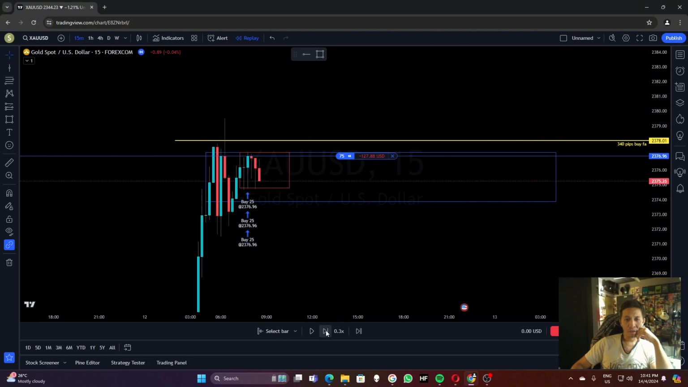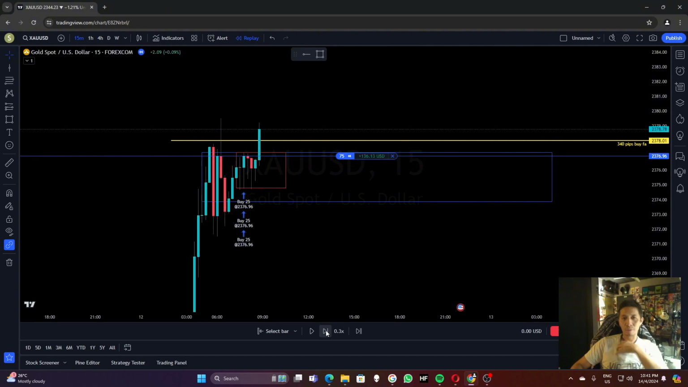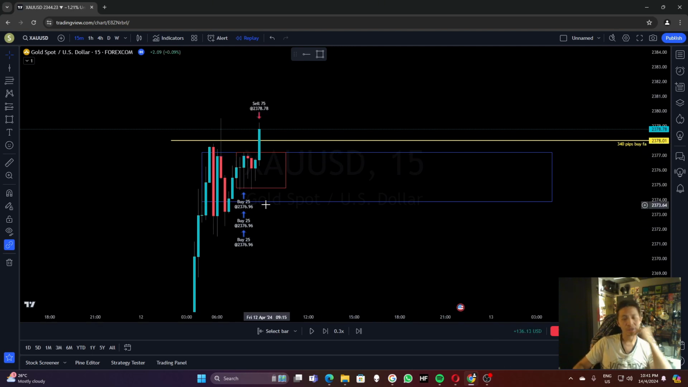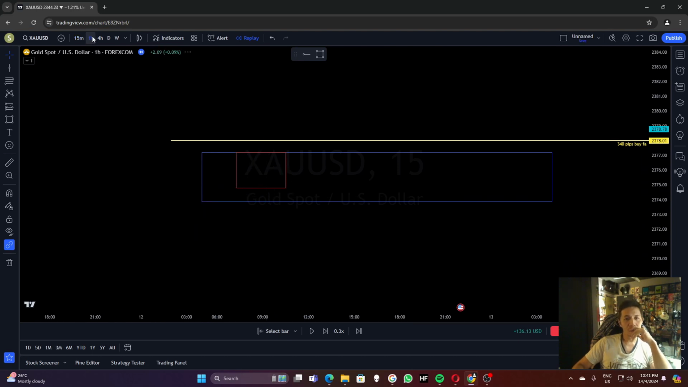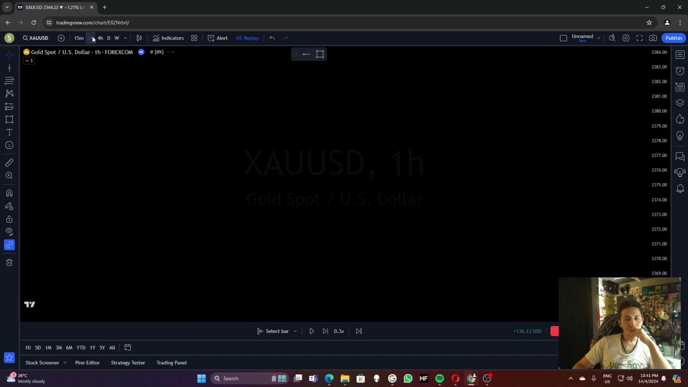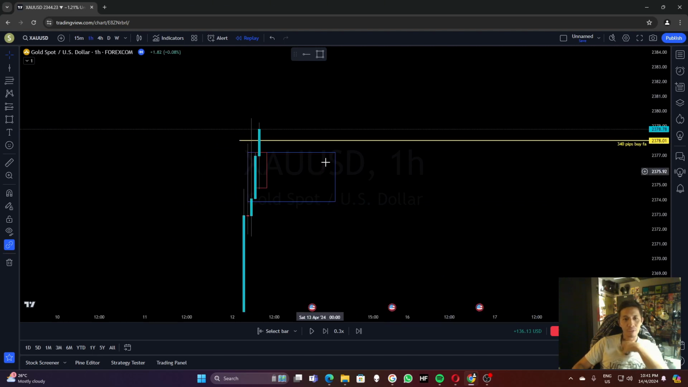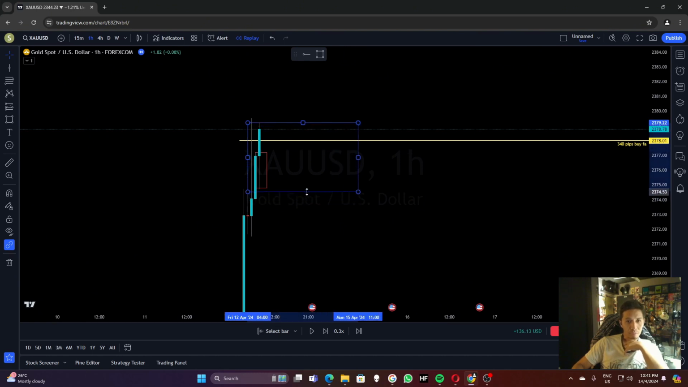Next. It broke above. Correct? Profit already. Close it. I'm profiting $136. Okay, that is a breakout. Let's see, did it break out of H1? Oh, why is my Wi-Fi so slow? It broke H1 again.